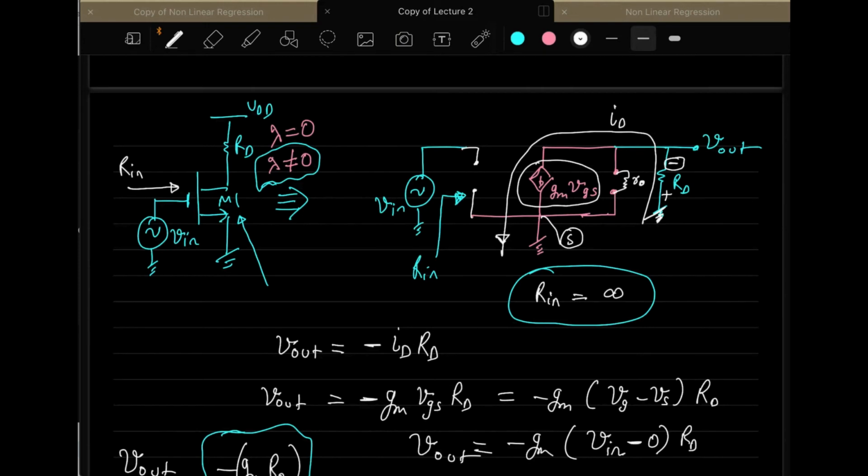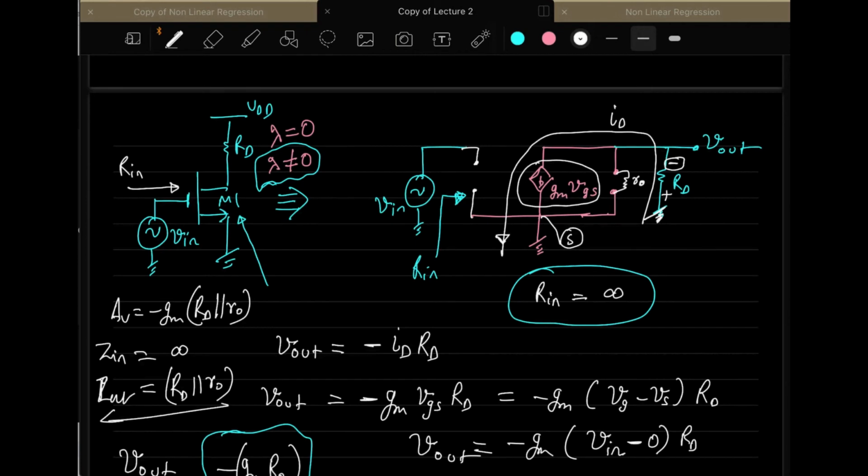So I can only tell you the answers to it, that if lambda is not equal to 0, your voltage gain will become gm RD parallel RO, and Z in will be infinity, and Z out or R out, you can say, will be RD parallel RO. These are the answers. You can check yourself that if lambda is not equal to 0, these are the answers. Okay, so this is basically one of the configurations.